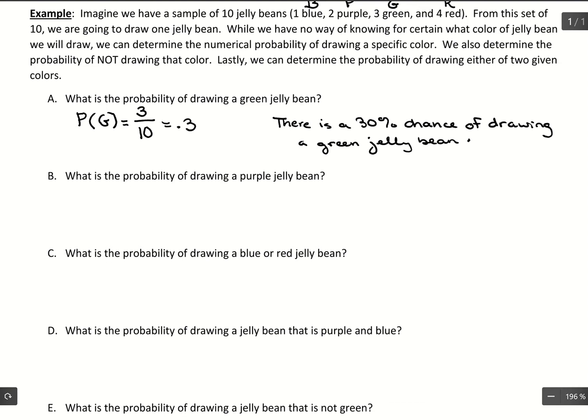For part B, what is the probability of drawing a purple jelly bean? So we're going to have P and then in parentheses, P for purple, so probability of purple. So in the numerator, number of purple jelly beans, which is 2, out of our 10 total jelly beans. So we'll have a 0.2. So for our sentence conclusion, there is a 20% chance of drawing a purple jelly bean.